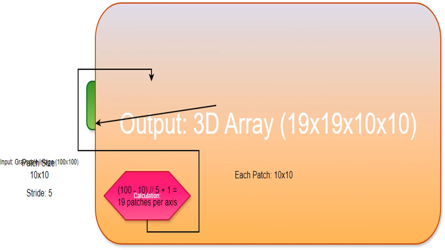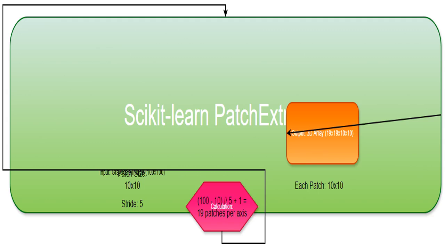The result is a 3-dimensional array. It's like a stack of pictures. The first dimension shows how many patches I have. 19 times 19 equals 361. Each of these is the 10 by 10 patch. I use Sklearn's PatchExtractor, which is a tool that does all this patch extraction for me automatically.